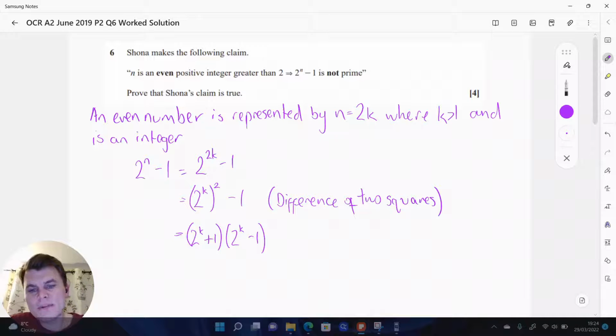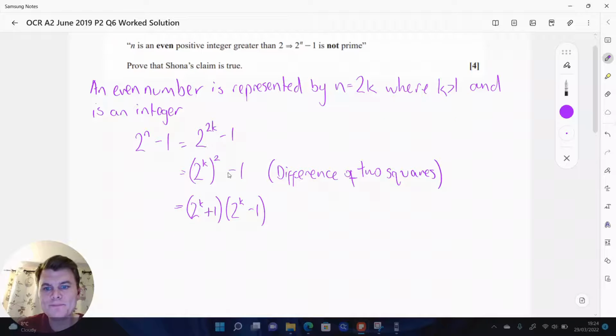Okay, because now we've got to this stage here, if we can prove that both of these numbers here are greater than 1, they would therefore be positive integers multiplied together. And if they multiply together to give 2 to the power of n minus 1, that would therefore mean that this could not be prime because it is the product of 2 separate integers.